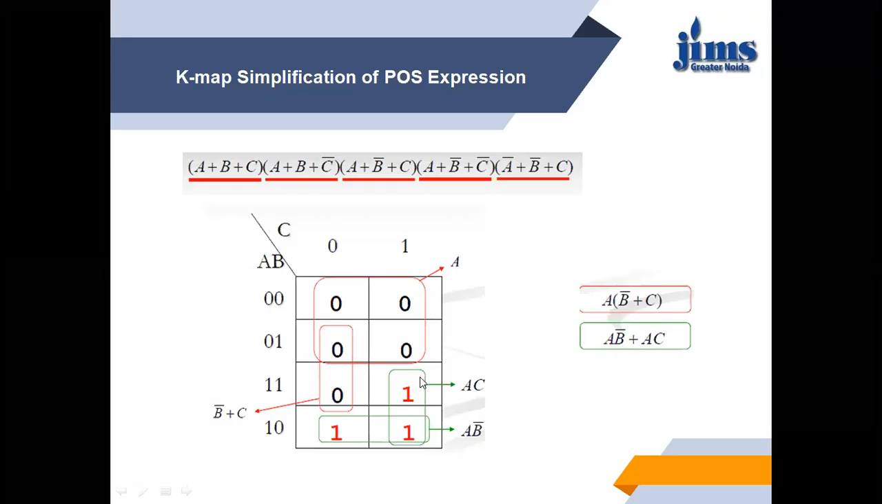Similarly, when we have to solve in the form of SOP, then we have a pair. Again for this pair, A and B are constant, then it is AB bar. For this one, A and C are constant, then the value is AC. So this is the way we can make pairs of SOP and POS in the same K-map, and it will always be given in the question in which form you have to solve your expression.